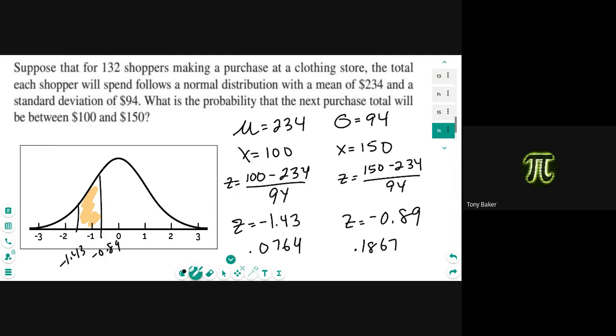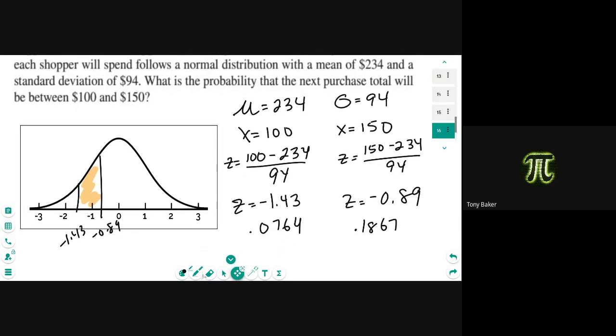Okay, and now what are we going to do with those two numbers to find between them? Just going to subtract them. Somebody want to do that quickly because I can't do that one in my head. 0.1103. So that's the probability between them. So there's an 11% chance the next purchase will be between $100 and $150.